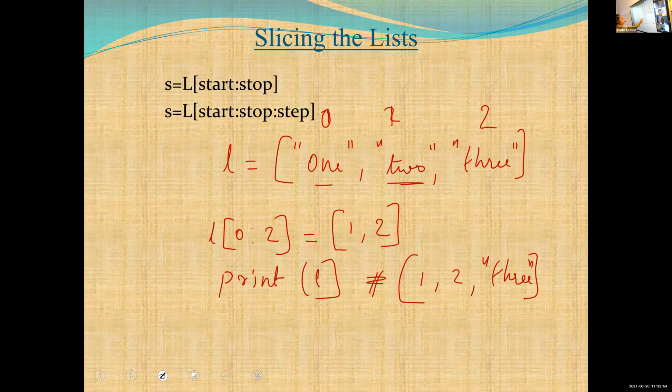That is displayed here. L of 0, 2 is equal to, just write a square bracket, and within the square bracket write the new value. It is 1, 2. So after executing this statement, if we write a print statement like this, the output is, instead of 1 the value is 1, instead of 2 the value is 2, and 3 is there.